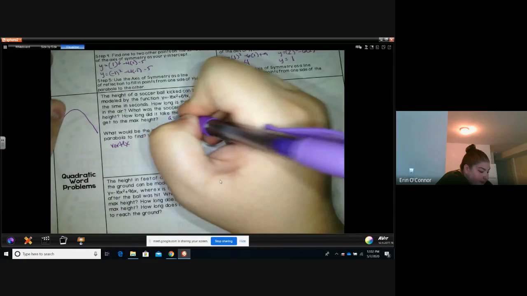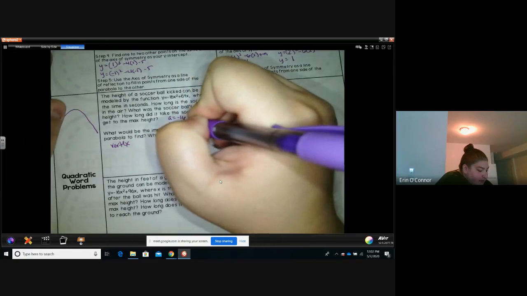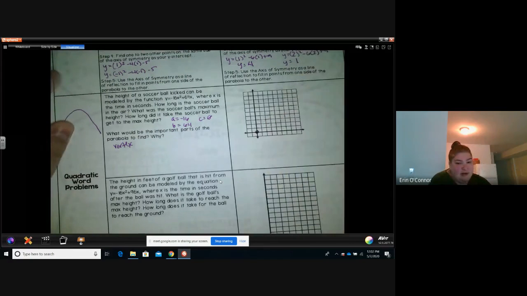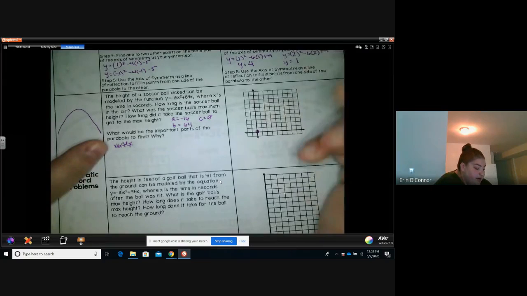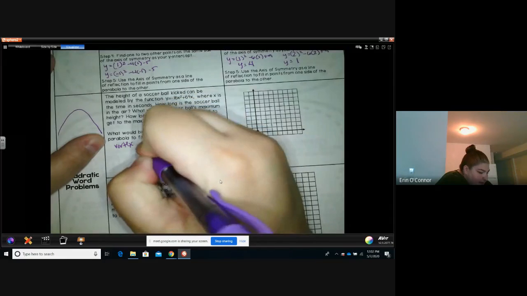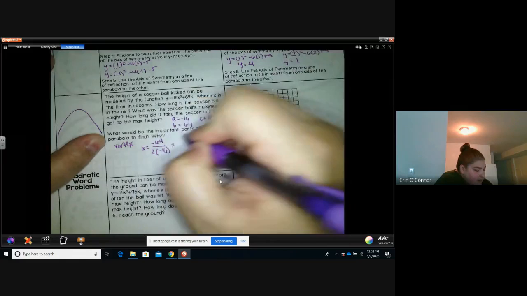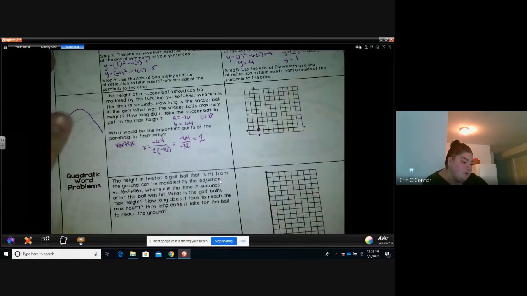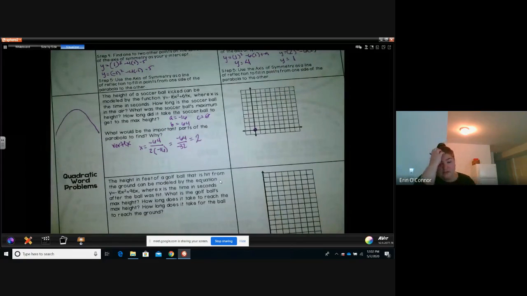So let's find the axis of symmetry first. So my A is negative 16, my B is 64, and I don't have a C. It's at 0, 0. Because when you're kicking something, it's starting on the ground, which has no height. So if we want any, we can plot that right away. So let's first find our axis of symmetry. So it's negative 64 over 2 times negative 16. This is negative 64 over negative 32. That would give us a positive 2. So 2 seconds. Because remember, x equals 2.